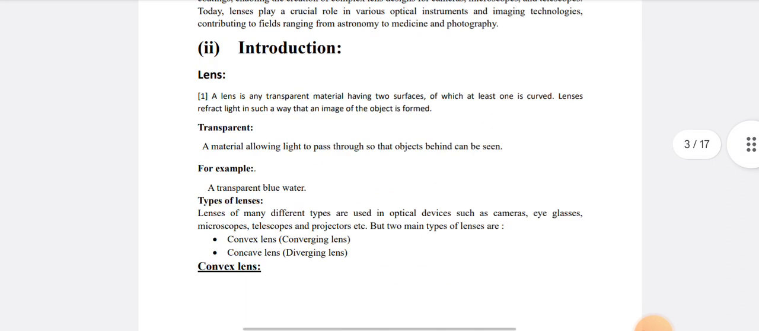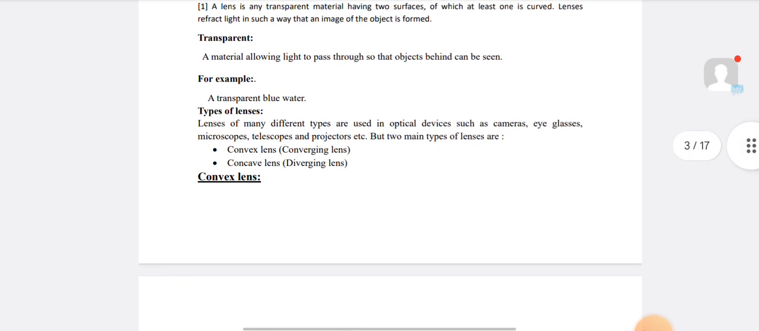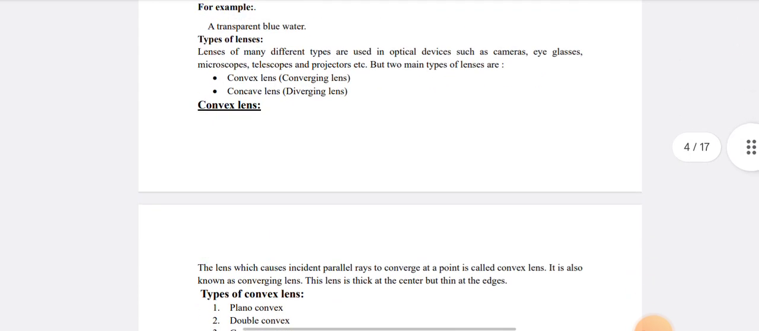Types of lenses. Lenses of many different types are used in optical devices such as cameras, eyeglasses, microscopes, telescopes, and projectors, etc. But two main types of lenses are concave lens and convex lens. Convex lens: the lens which causes incident parallel rays to converge at a point is called convex lens. It is also known as converging lens.